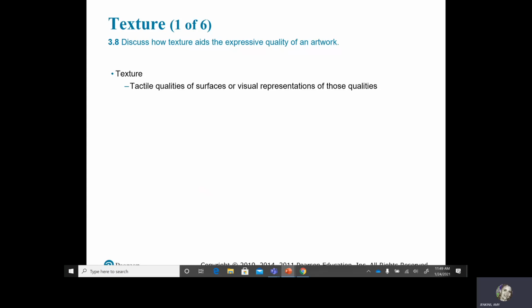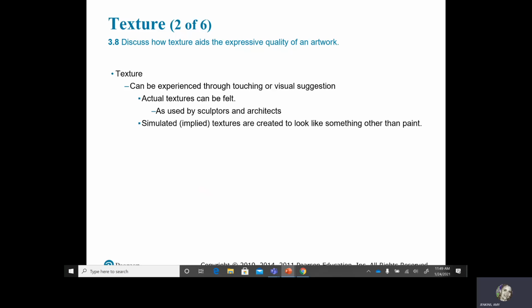Texture. Tactile qualities of surfaces or visual representations of those qualities. Texture can be experienced through touching or visual suggestion. Actual textures can be felt. They're tactile, and they're used by sculptors and architects. Simulated or implied textures are created to look like something other than paint. It's like drawing a picture of a fluffy rabbit: you can't touch and feel the rabbit, but it is a simulated texture because it looks soft.